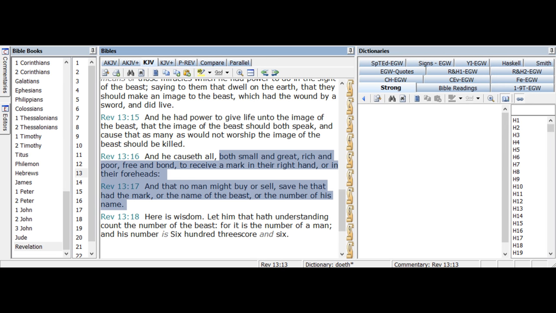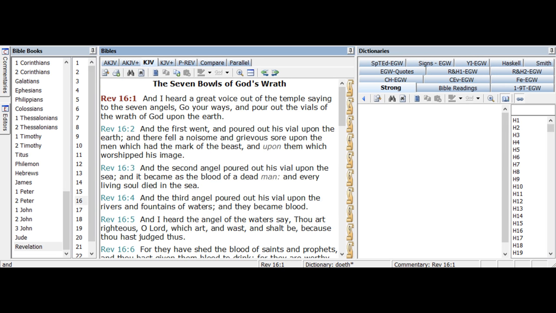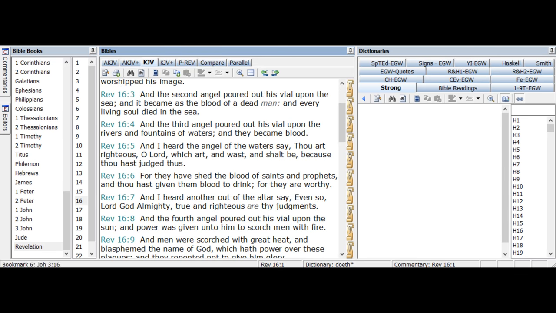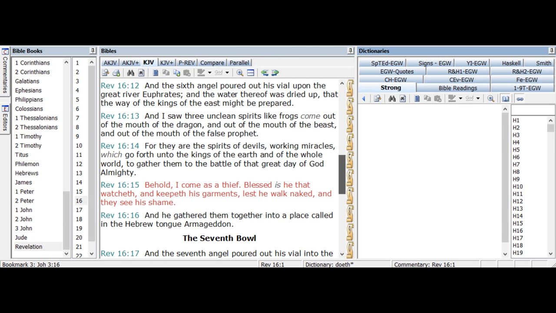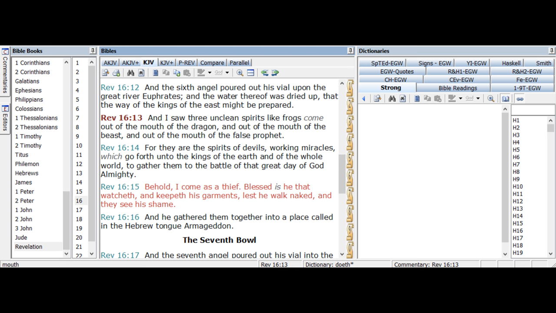Now let's go to Revelation 16, starting from verse 13. Check this out. Now this is talking about the false prophet. Look, here's what it says.